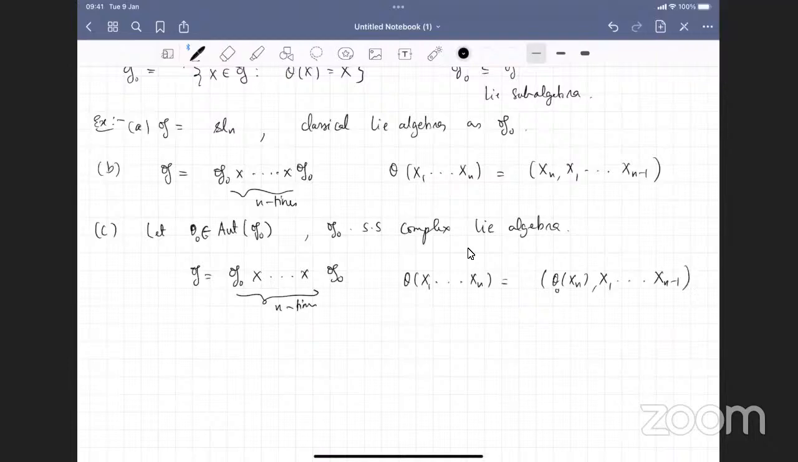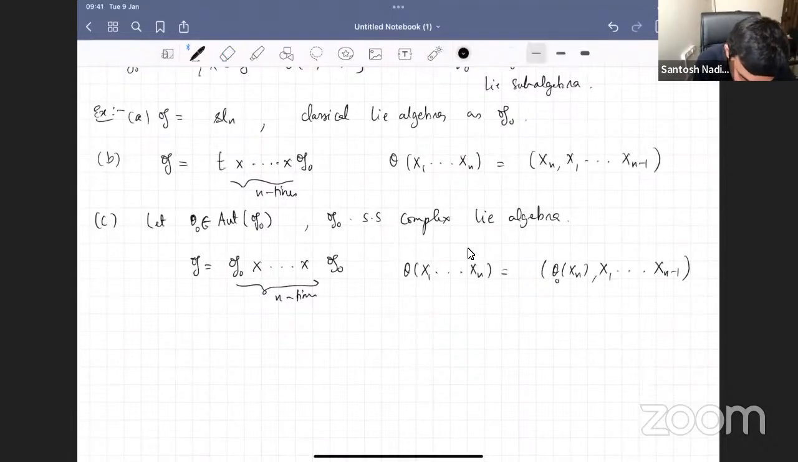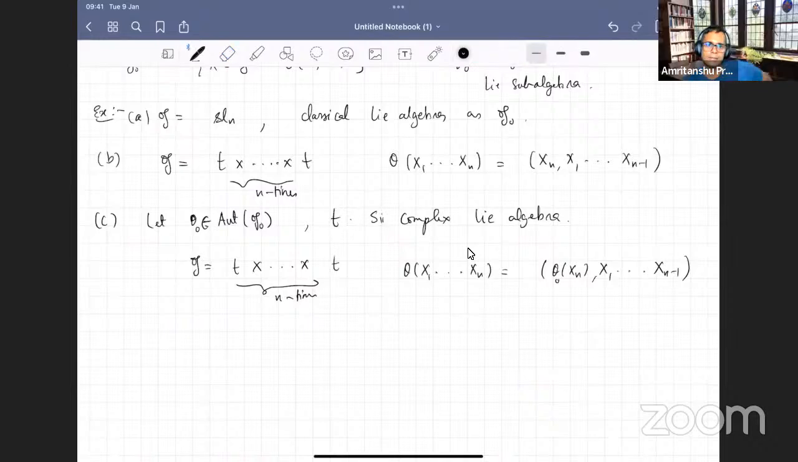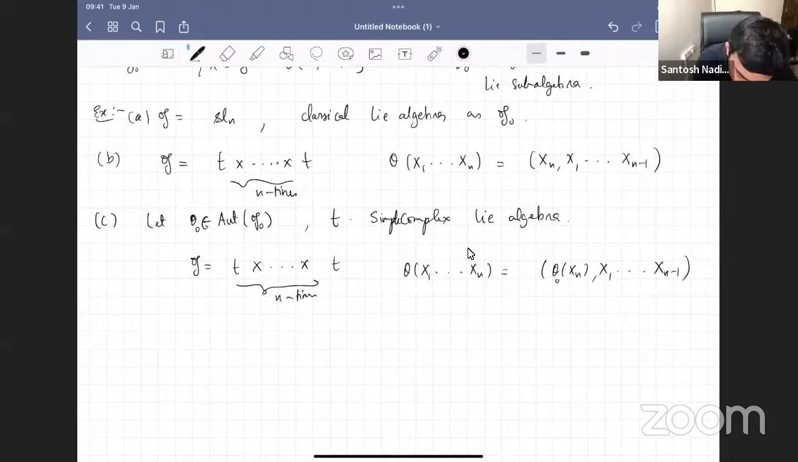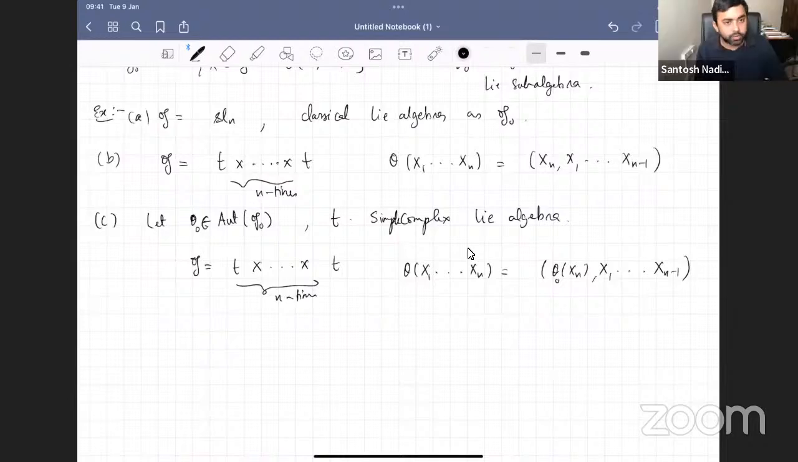Is this 𝔤₀ always a fixed point subalgebra you had taken earlier, or is it any semisimple algebra? Maybe it's a notational conflict, so let's just fix some 𝔱. 𝔱 is just any semisimple Lie algebra, let's just assume simple. In example C, I guess θ₀ is of order n, the same n. Yes. And these are always Dynkin diagram automorphisms? I'll come back to that.